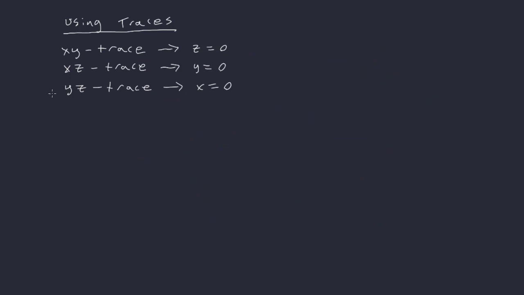Our traces are the xy trace when z is equal to 0, the xz trace when y is equal to 0, and the yz trace when x is equal to 0. What we're doing here is isolating it to the main perpendicular planes that correspond with each of the axes. It's called a trace for a reason. We're getting a trace, or I like to call it the skeleton, of the surface.